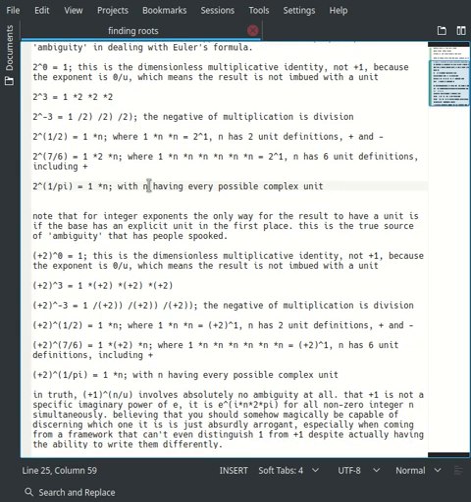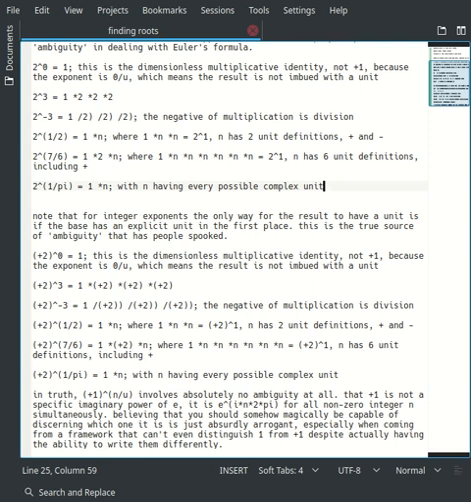Note that for integer exponents, the only way for the result to have a unit is if the base has an explicit unit in the first place. This is the true source of the quote-unquote ambiguity that has people spooked. So, e to the 0 i pi, that one value, is indeed distinct from e to the 2i pi, and e to the 4i pi, and e to the 6i pi.